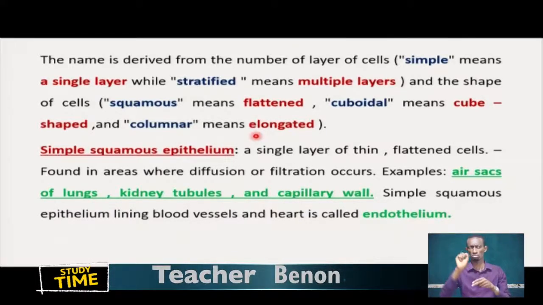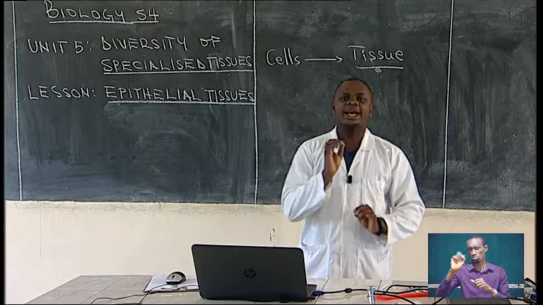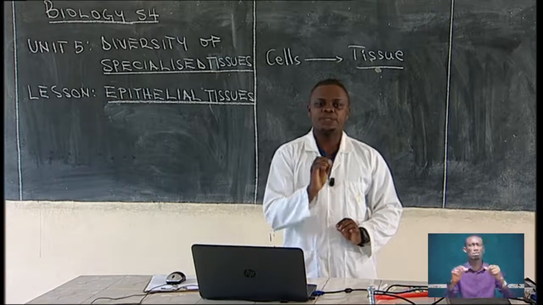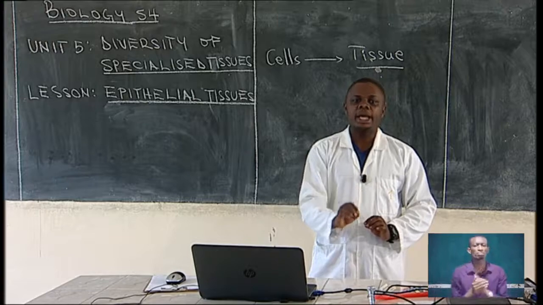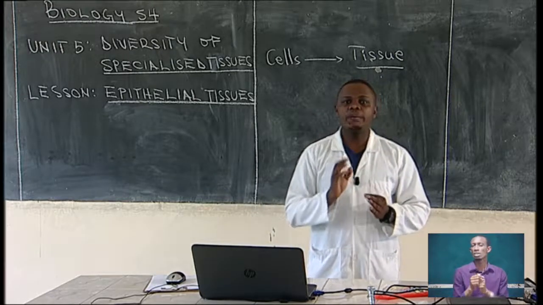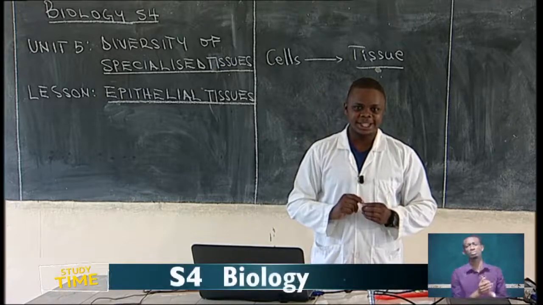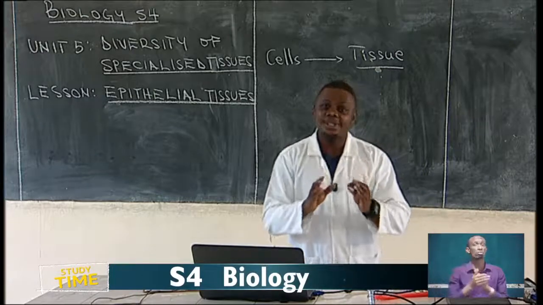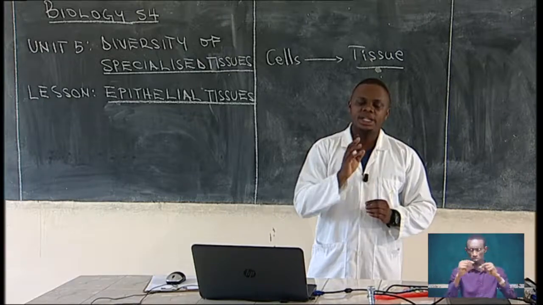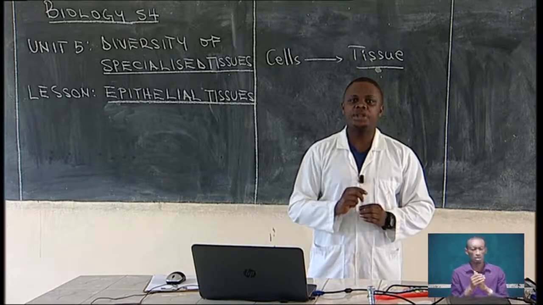So if you need to understand these epithelial tissues, you have to master those terms. Simple means a single layer. Stratified means multiple layers. Then squamous means flat cells. Cuboidal means cube-shaped. Columnar means elongated. So if you have mastered those key terms, let us go step by step describing different types of epithelial tissues.